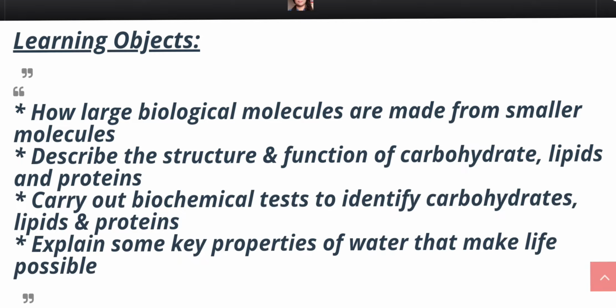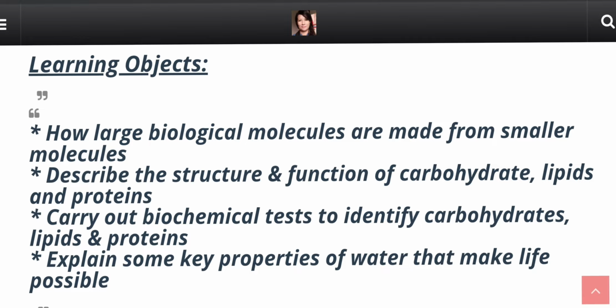This chapter is all about how large biological molecules are made from smaller molecules, and describes the structure and function of carbohydrates, proteins and lipids, and also carrying out biochemical tests to identify carbohydrates, lipids and proteins, and explaining some key properties of water that make life possible.